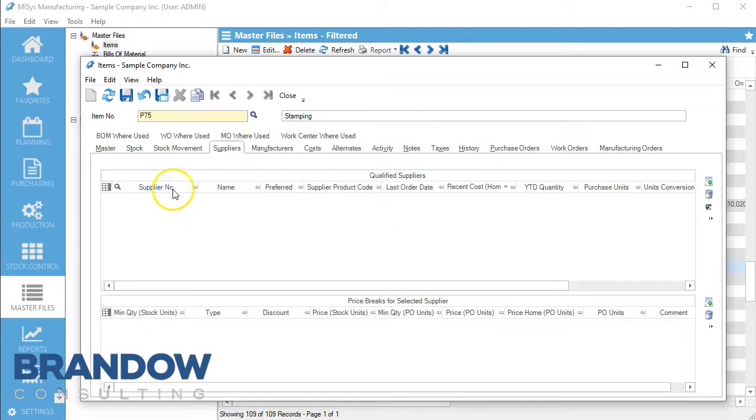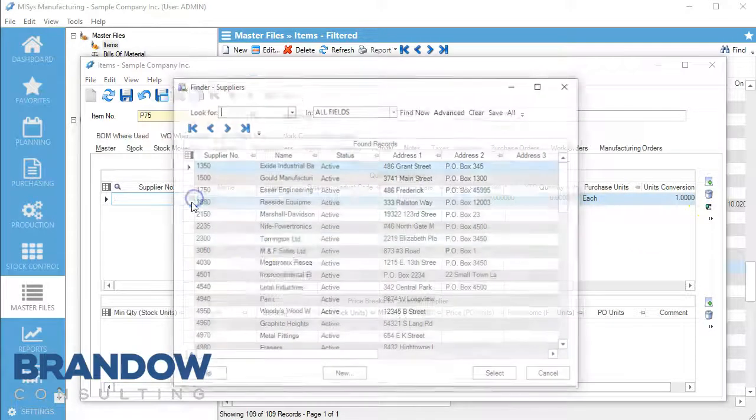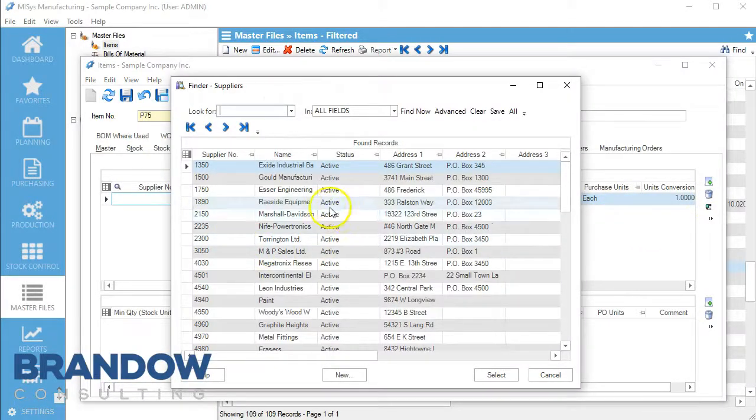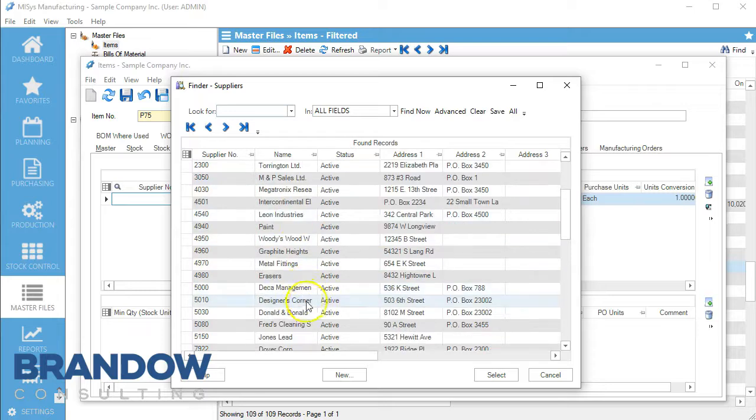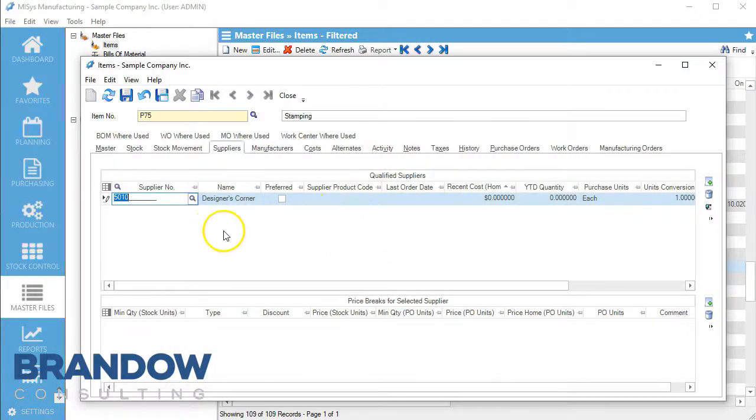So for suppliers, this is where we select our supplier. And this is the person that we actually send these out to. So Designer's Corner, they are preferred.